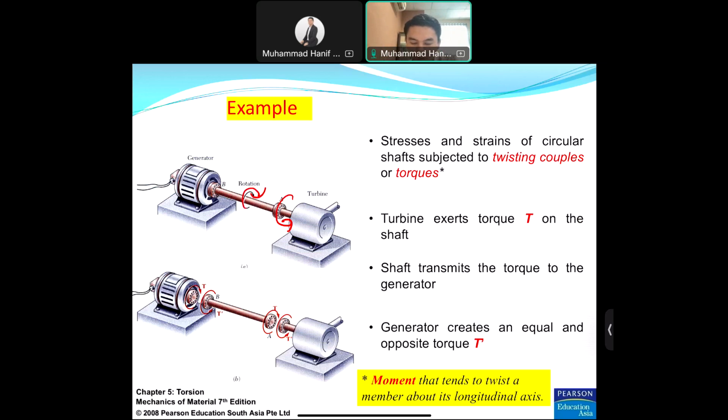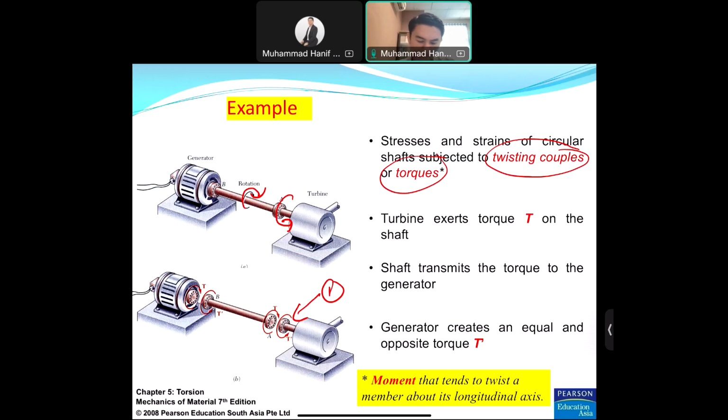So go to the statement: stresses and strain of a circular shaft subject to twisting couples or torques. Okay, when you have a first torque coming from the turbine here, the other end will have a different direction. Having different directions means that we have a couple in statics. So it is subjected to twisting couple and torque. Okay, this one is Newton's third law.